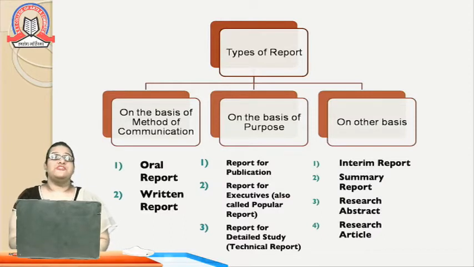Then the next one is report for executives, which is also called popular report. When we have to submit our report to the top management or the top executives, that is also called popular report. It is kind of a summary format. Only the things which are useful for the management are included in that report. For example, our sales are declining in our company and we have conducted a research on that, and we have to present that report to the top management so they can take corrective measures to improve the situation. So that is called report for executives, which is prepared for the purpose of submitting it to the top executives in our company. It is also called popular report.